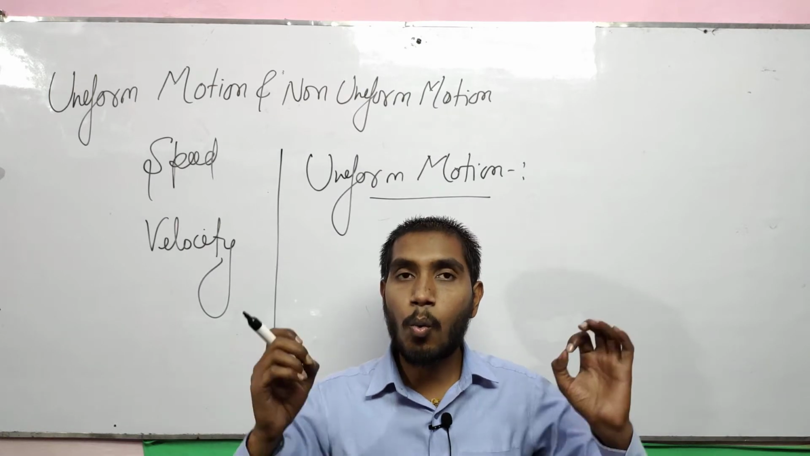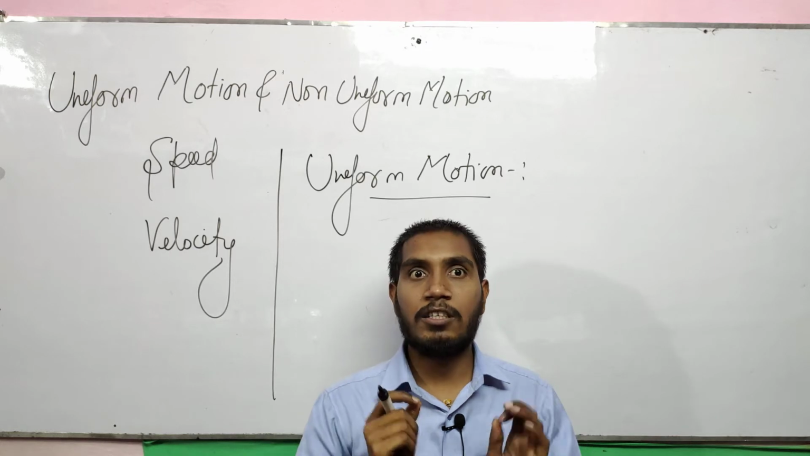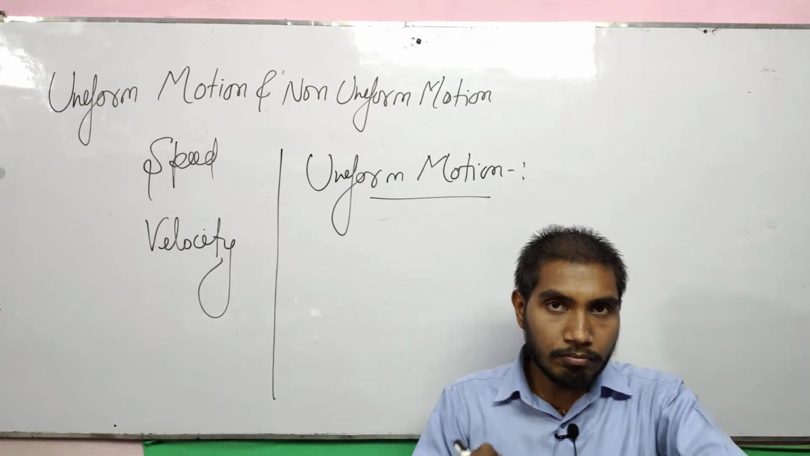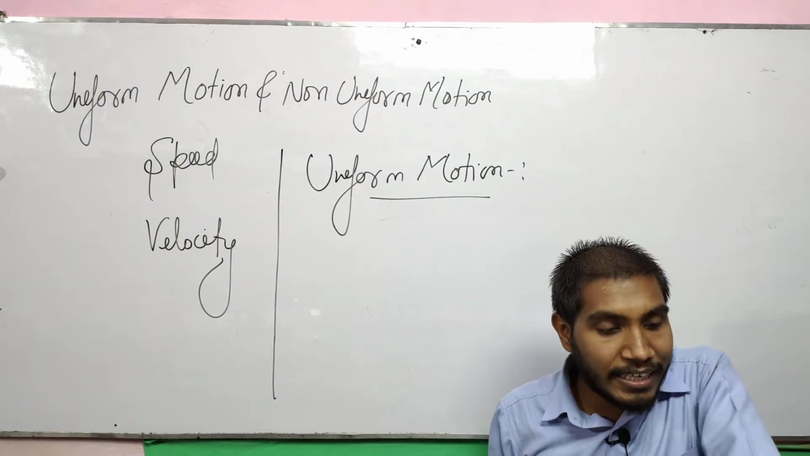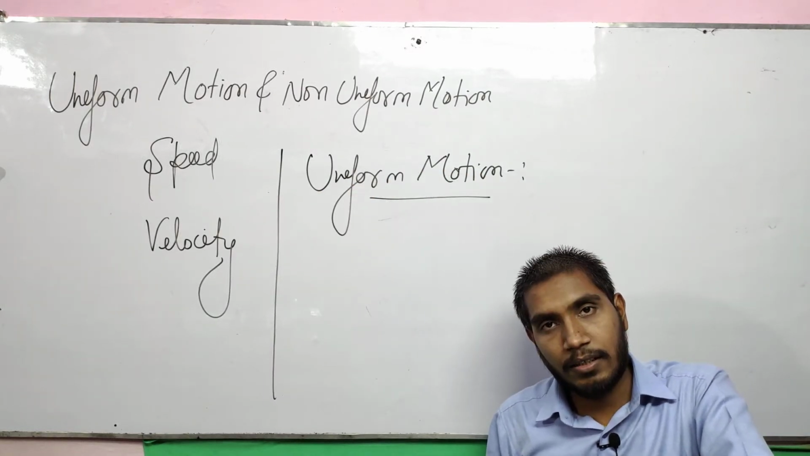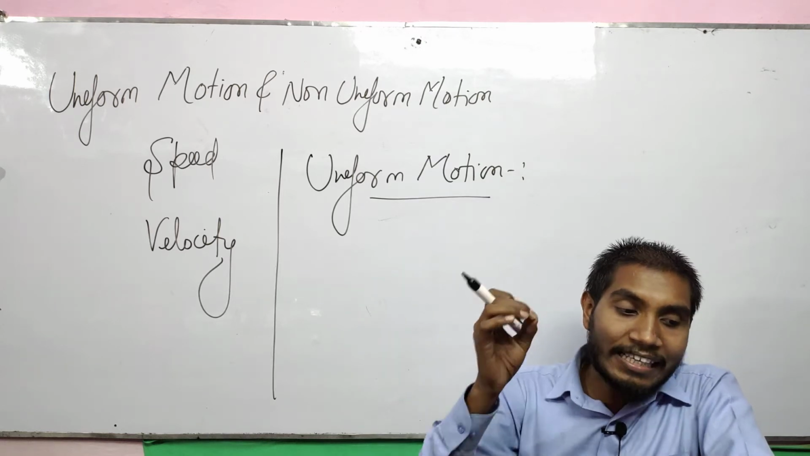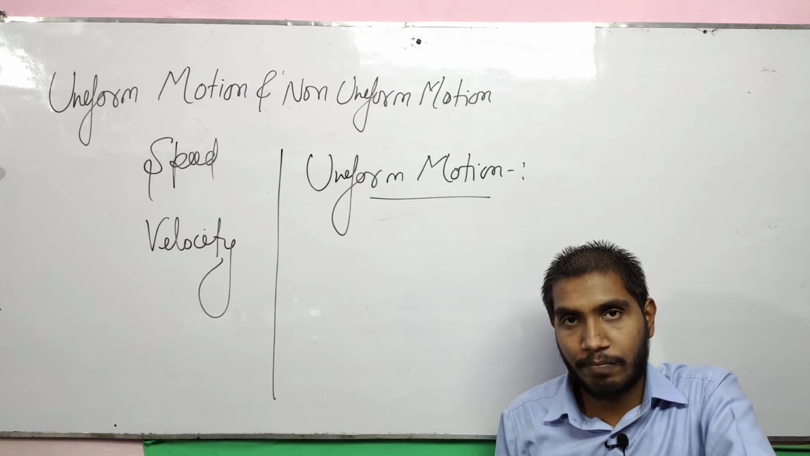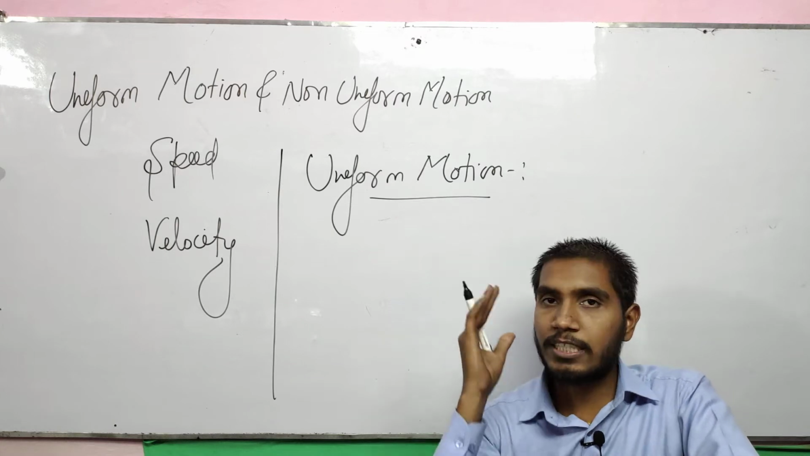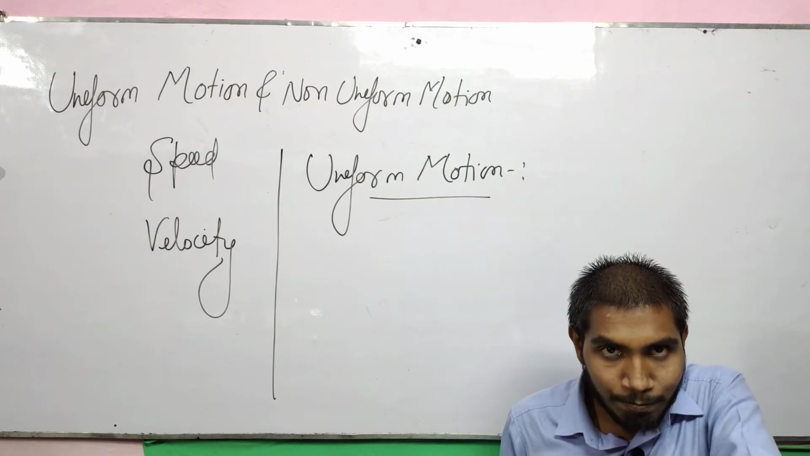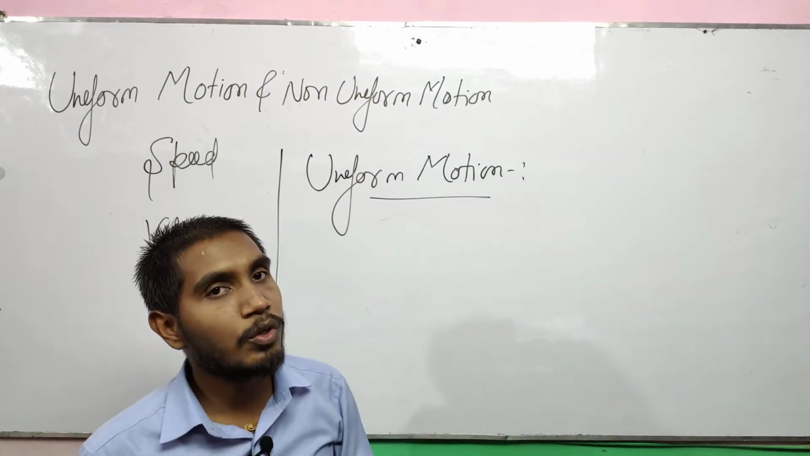Not understood? Once again listen to my speech, what I am saying. What is uniform motion? I am saying if an object travels equal distances in equal interval of time, however small the time interval may be, then the motion of the object is called uniform motion.